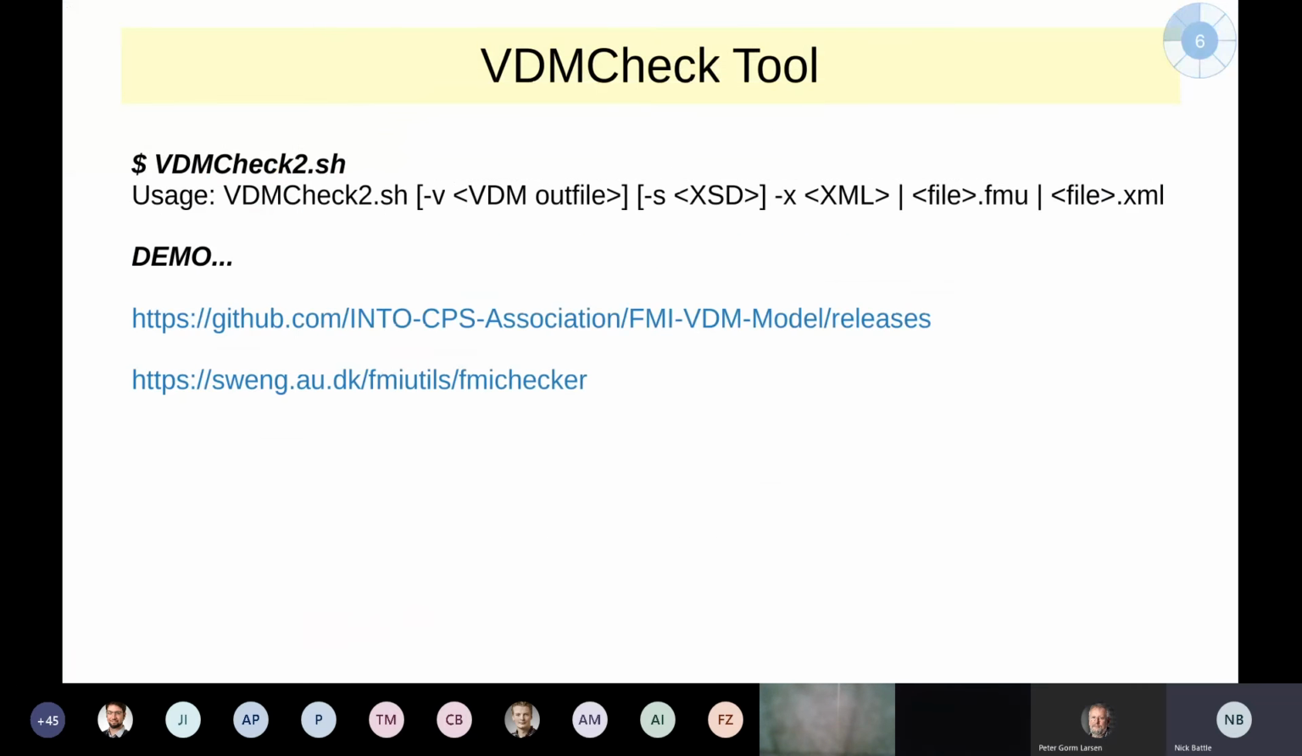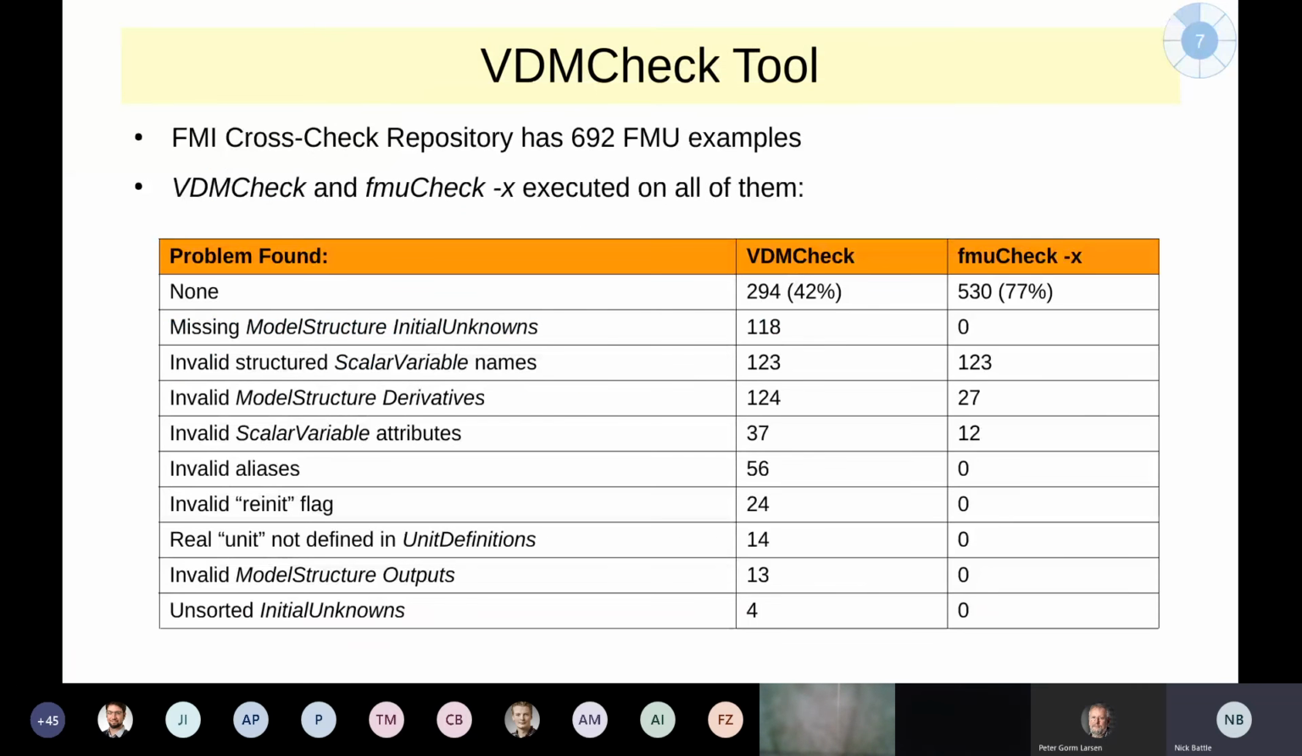Yes. Hurry up. Okay. So quickly, we've got a tool. We've run it on all the FMU version 2s that we could find in what's called the crosscheck repository. There are about 700 of them, and compared the results with FMU Check, which is a standard tool. So we reckon that only 42% of them have no problems. Let's say 58% of them are broken in some way or other. You'll see FMU Check says 77% are okay, but it's got zeros for a lot of those categories of errors.